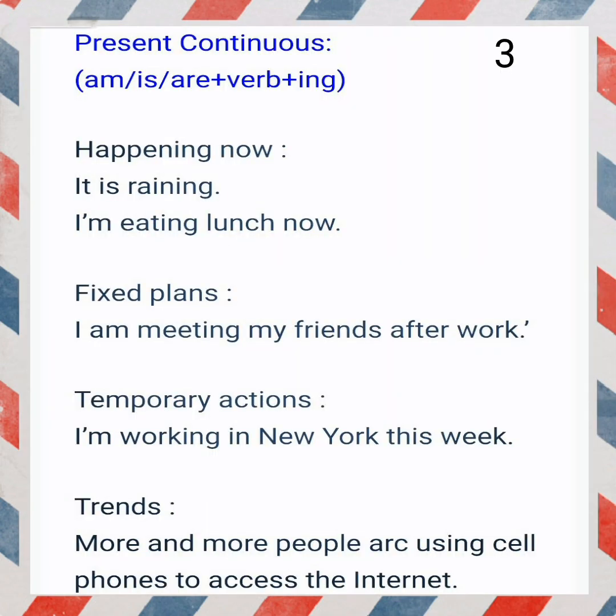Present continuous is expressed as am, is, or are plus verb plus ing form. Why are we using am, is, are? Which means present. So here present be verbs, that is am, is, are we are using. Then verb, since it is continuous, we are adding ing. It expresses what is happening now. It is raining. I am eating lunch now.